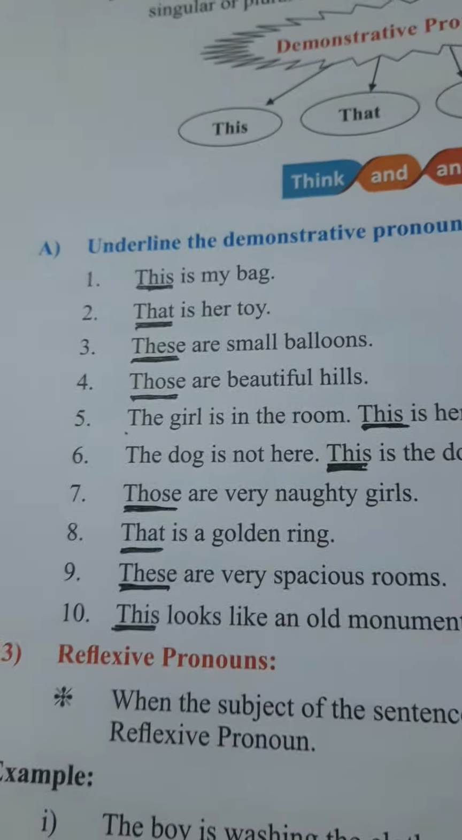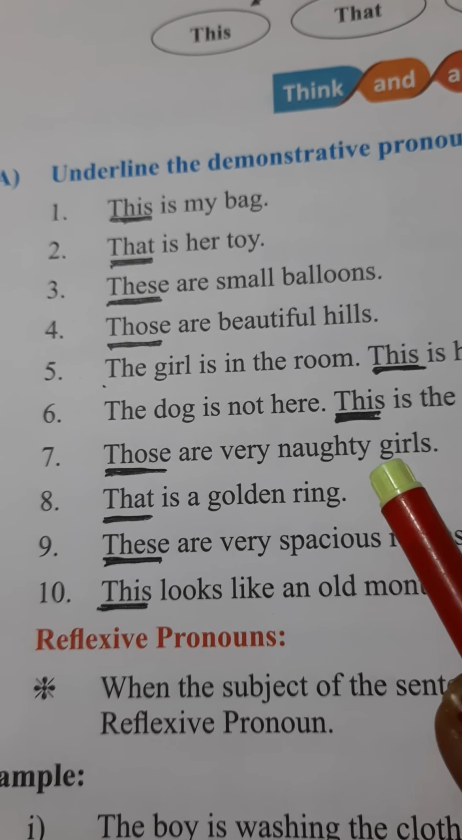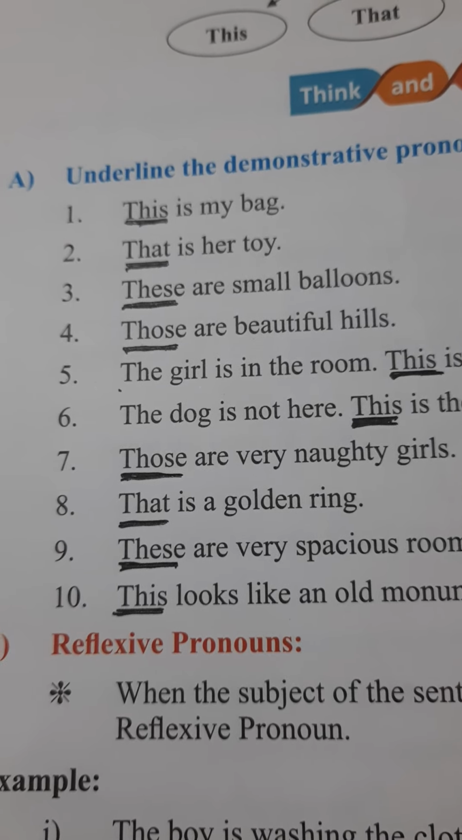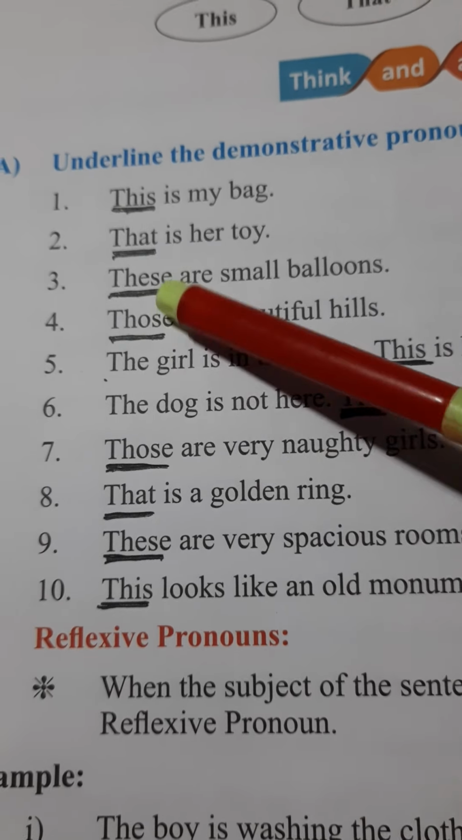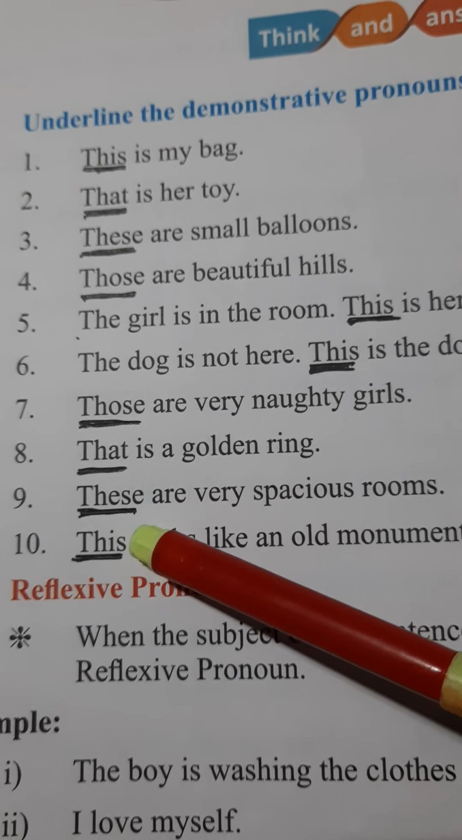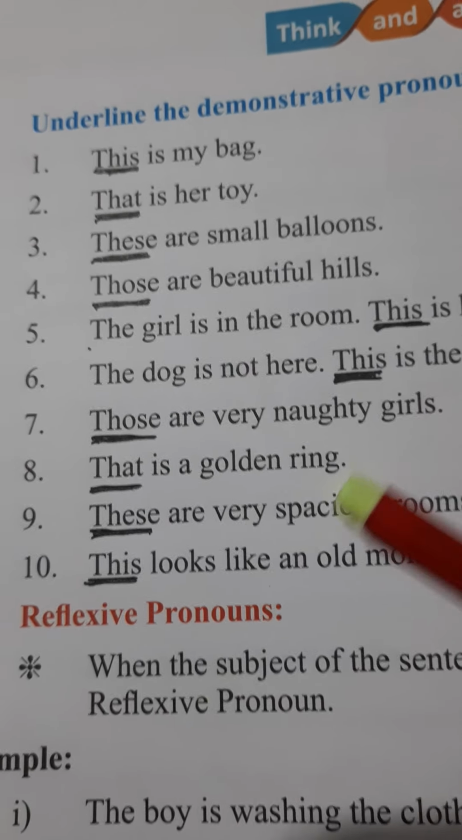Now let us see the example. See the underlined word demonstrative. This is my bag. Demonstrative is this. That is her toy. Demonstrative is that. So these, those, this, that, these, this, all the underlined words are demonstrative.